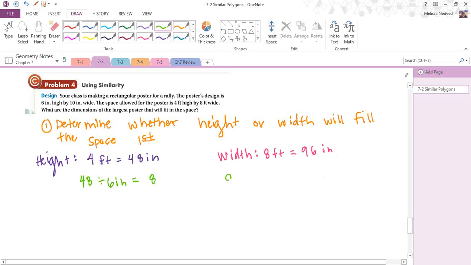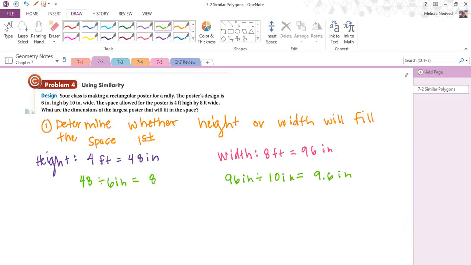Same division, 96 inches divided by 10 inches gives us 9.6. So in order to fill up the whole width, I'd have to multiply my original design 9.6 times. So now we have to decide which scale factor I'm going to use. For my height, I said I could have a scale factor of 8. For my width, I said I could have a scale factor of 9.6.